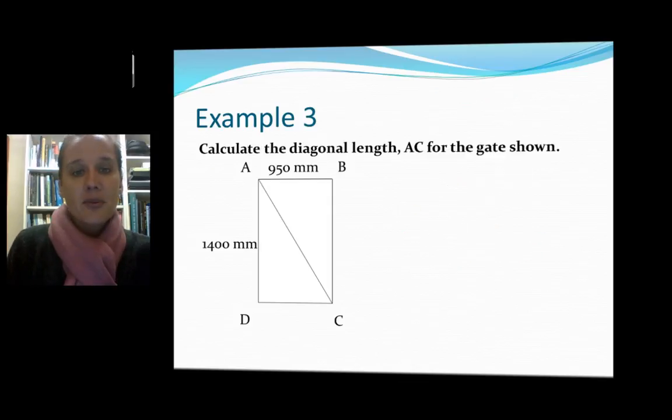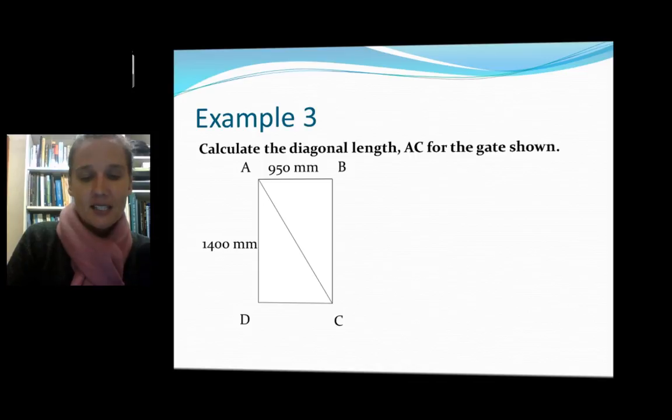Looking at example 3. Here we have a gate. We want to calculate the diagonal length of AC here. So here our gate is rectangular. So we have right angles in each corner. We know it's a rectangle, so we know this length is equal to this length. And this length here is equal to this length here. So we can work this out.